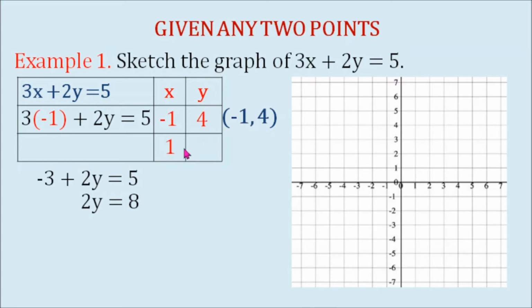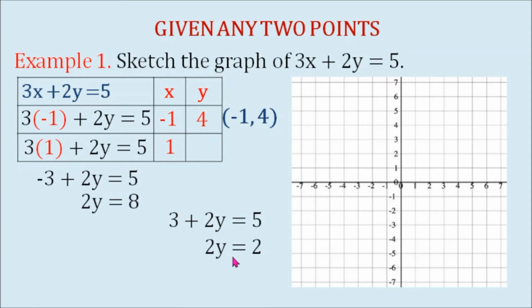Now for our second choice, +1, we are going to substitute x with +1. That's 3 times 1 plus 2y equals 5. Now 3 times 1 is 3 plus 2y equals 5. Then subtracting 3 from both sides, this gives us 2y equals 2. Then dividing both sides by 2, y equals 1. So this means our second point has the coordinates 1 and 1.